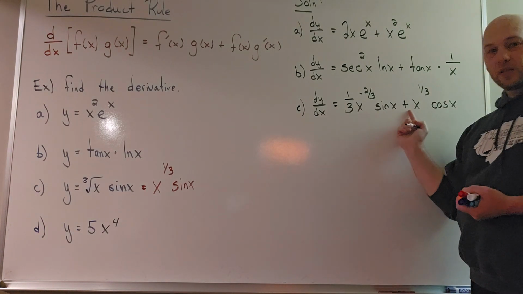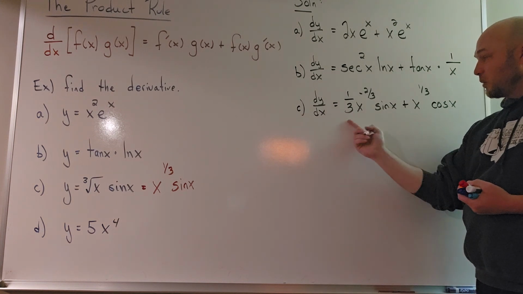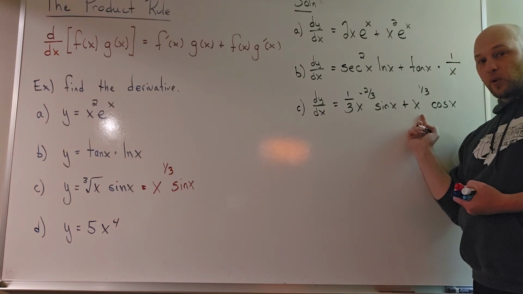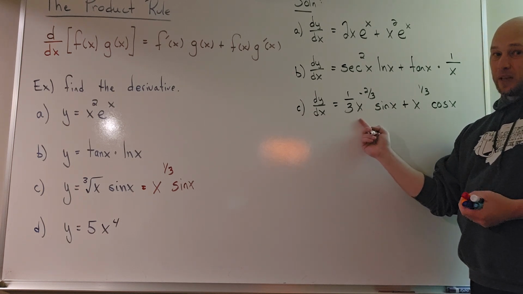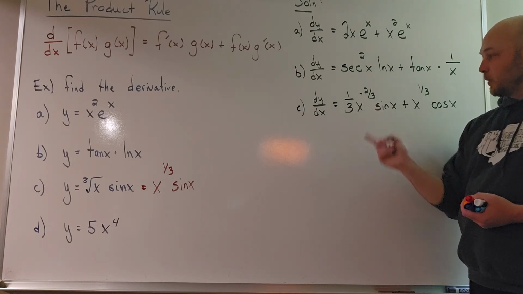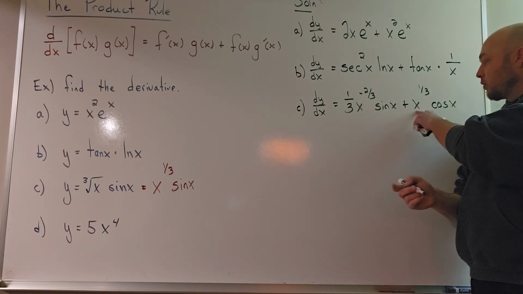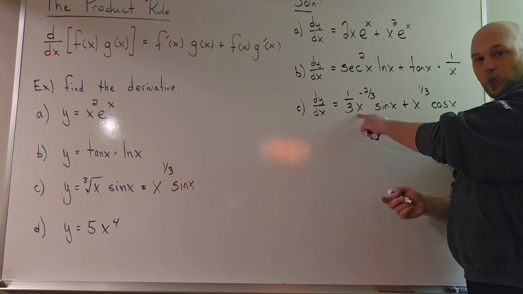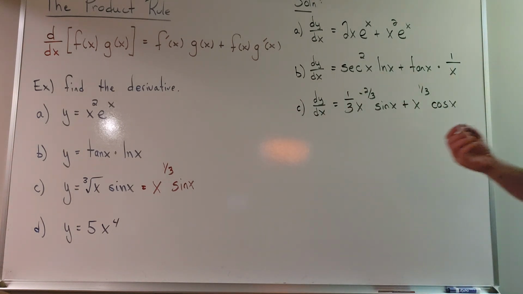We could then clean this up. Depending on your instructor, this could be okay as a final answer for homework or an exam or a quiz. It's not a textbook answer. Textbook answers will always simplify this so that there's not a negative exponent, and chances are it'll rewrite this as a radical, this one as well, a radical in the denominator. But for now, we'll just leave it as is.